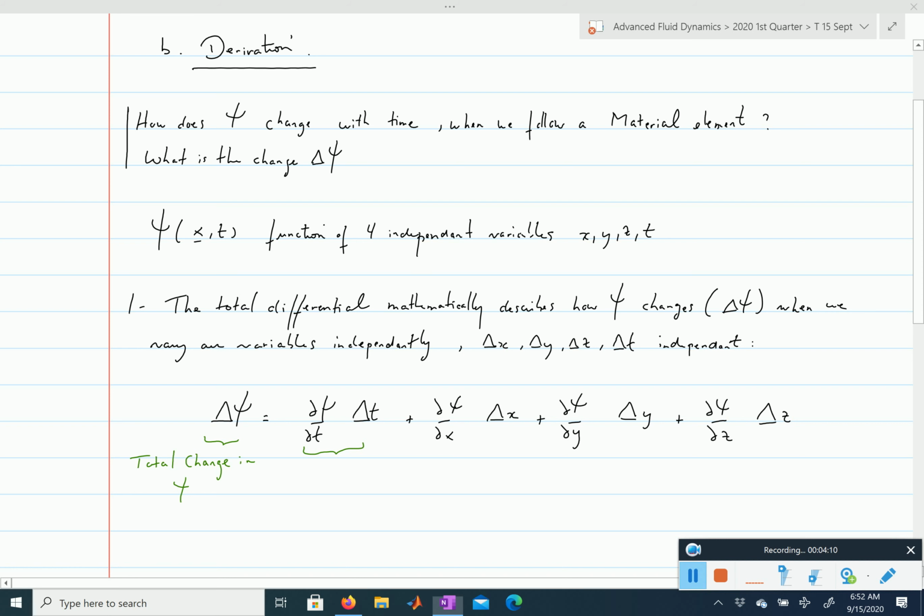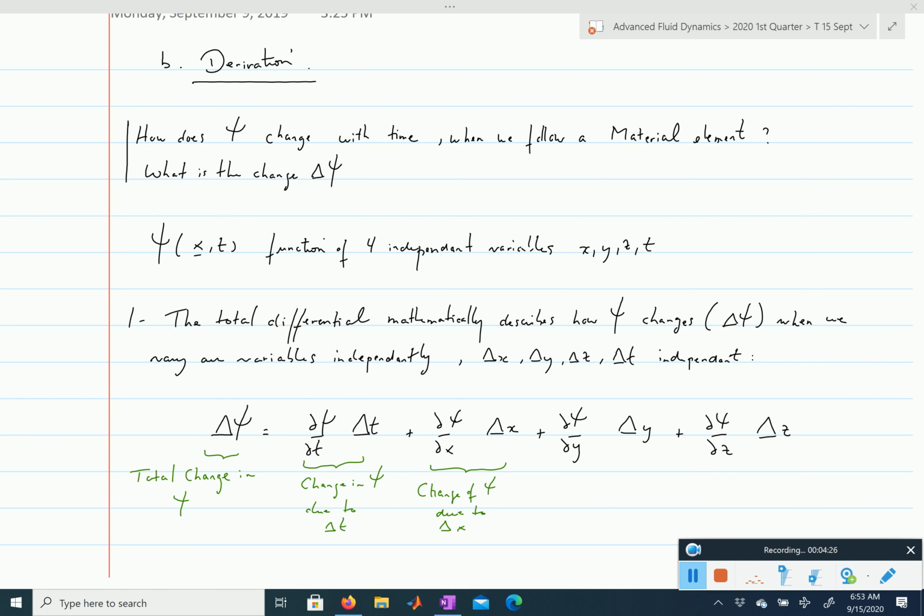And now this quantity here really represents the change in psi, which is due to delta t. And the same here, this is the change of psi due to delta x. And again, the same for this term and for that term.